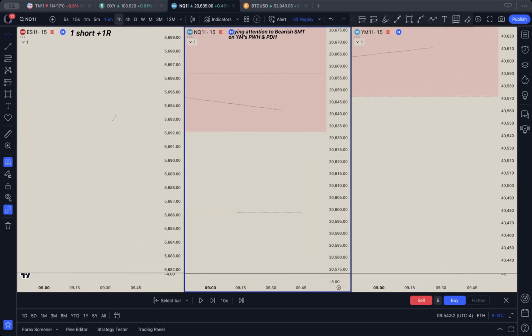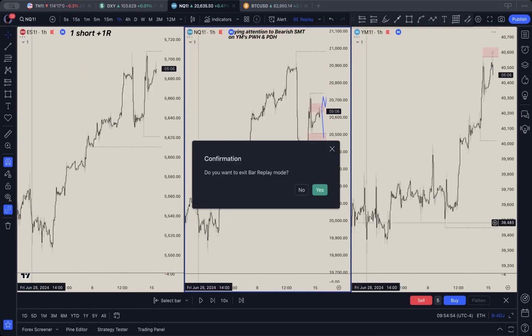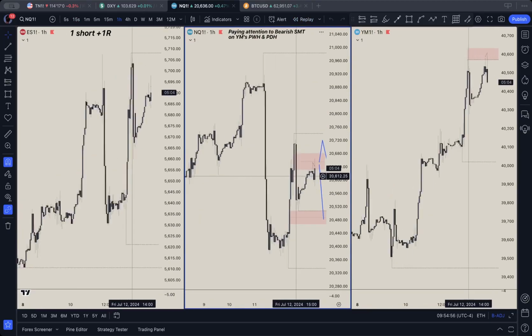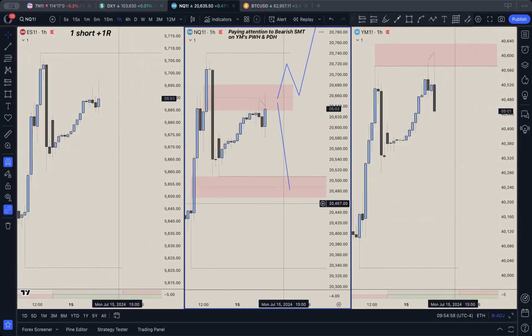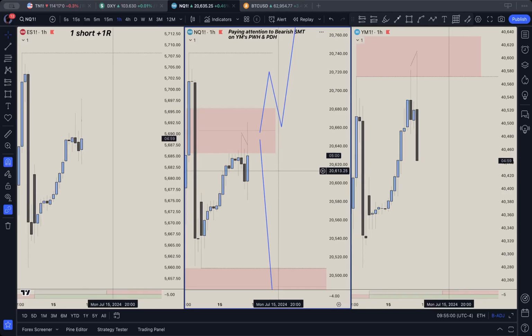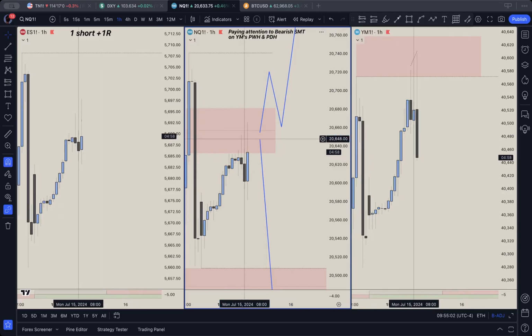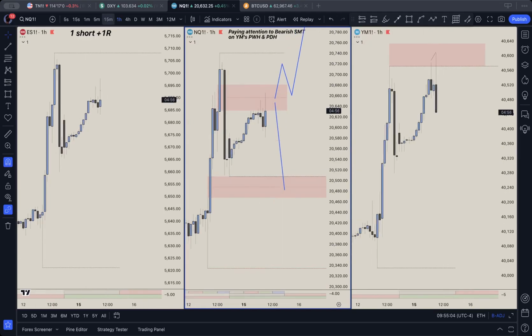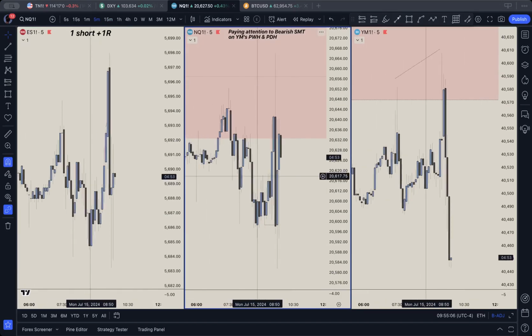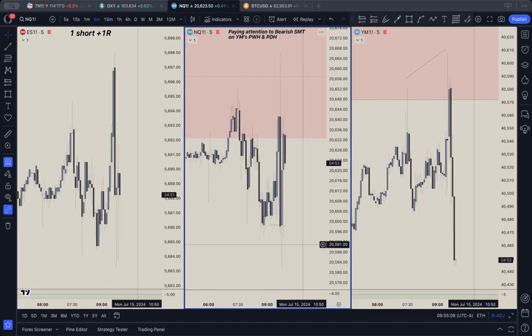That was my idea. Let's exit replay mode so we can see what live price is doing. Once again, these are the two scenarios that I'm looking at right now, and it does seem pretty choppy so far, because it's just going up and down and not very fun to trade for sure.